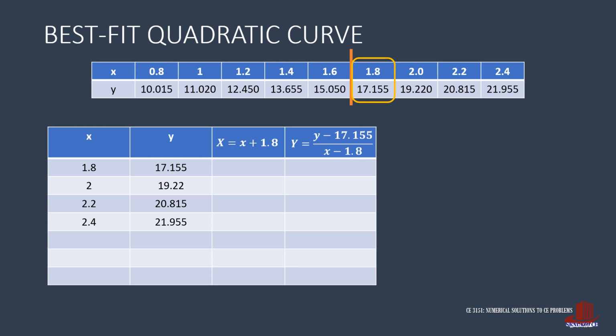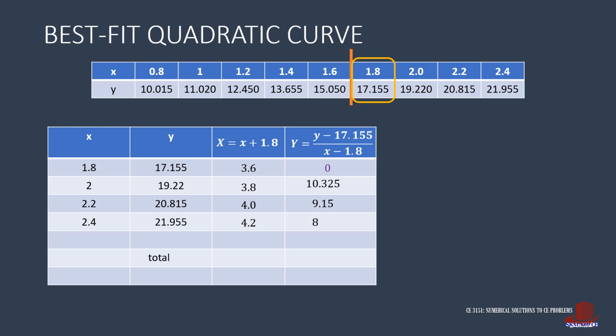From the second table, we have x values of 1.8 up to 2.4. Capital X for the first point is 1.8 plus another 1.8, which is 3.6. Do the same computation for the rest of the column. Capital Y is 17.155 minus 17.155 all over 1.8 less 1.8, which is undefined, but is simplified as 0. The rest of the column is still computed with the same function.